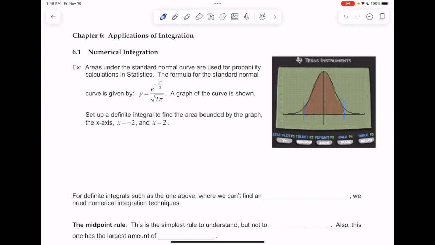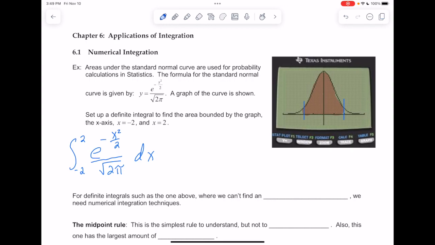So if we wanted to set that up as a definite integral, we would go from negative 2 to 2, and then we'd put the function that's representing that bell-shaped curve so we could get the area underneath it. So that would be e raised to the negative x squared over 2, and all of that over the square root of 2 pi, and then we would need dx.